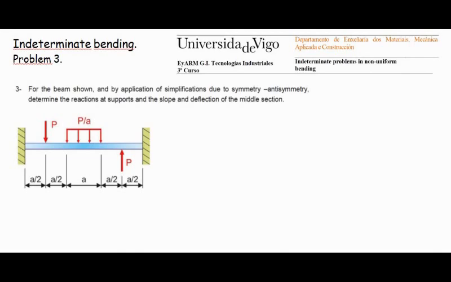In order to calculate the reactions at the fixed support of this built-in beam, we have to apply superposition and simplification because of symmetry and antisymmetry. First of all, we split the problem in two. The first case is going to be the symmetric geometry with the symmetric loads.